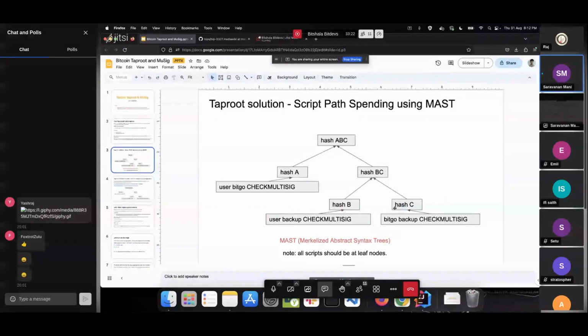So let's assume that we are going to spend this BitGo backup combination. That is the one that we are going to spend. In that case, the witness will contain this script and this hash and this hash. That's it. This is called the control block. The exact path information will be here. Using this information, they can reconstruct this hash ABC.